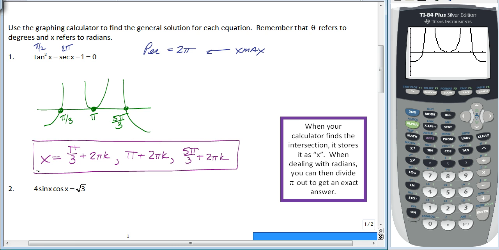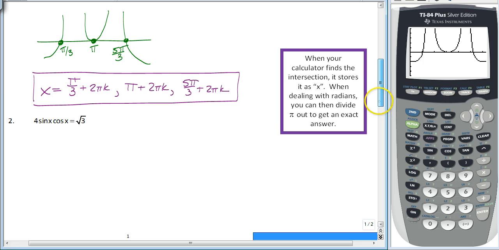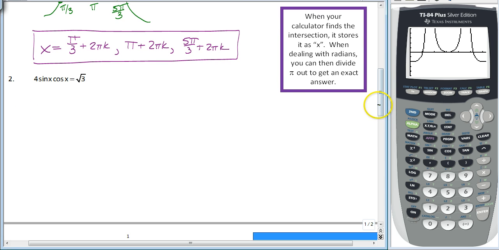Okay, that's it. So in the next example, I'm just going to step you through what you would do, and you can use your calculator to do the rest. In Y1, I would like you to type 4 sine x times cosine x minus the square root of 3. And in Y2, you're going to type 0. It's easier to just keep Y2 as always 0.